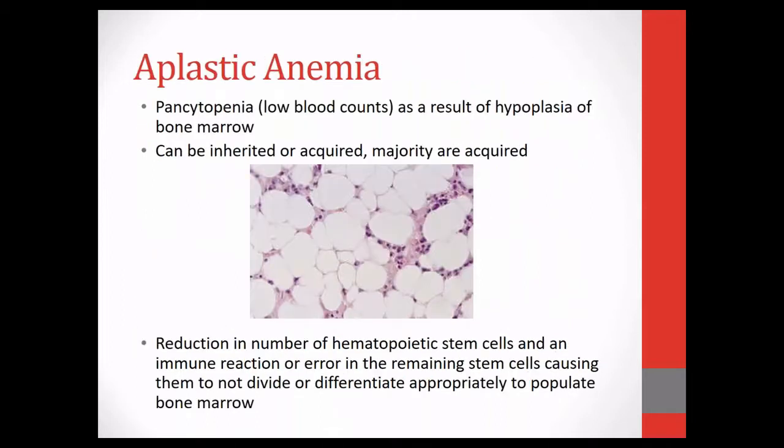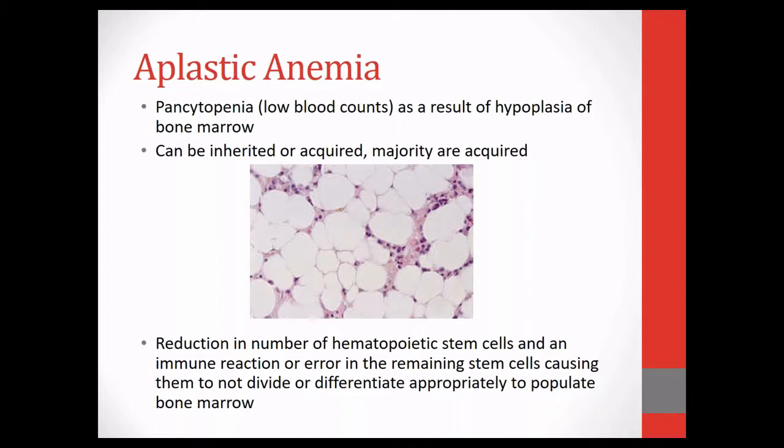Moving to aplastic anemia, this is a stem cell disorder that occurs because the body's immune system attacks its own cells by mistake. Therefore, it's an autoimmune disease. Again, this disease is causing pancytopenia, or lowering of our blood counts, as a result of hypoplasia of our bone marrow. It can be inherited or acquired, however, the majority of cases are acquired.